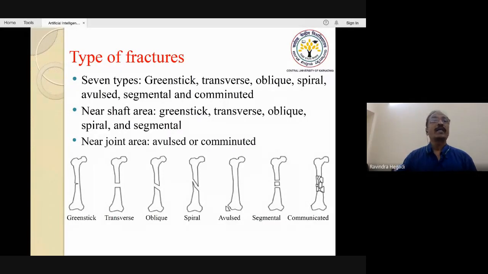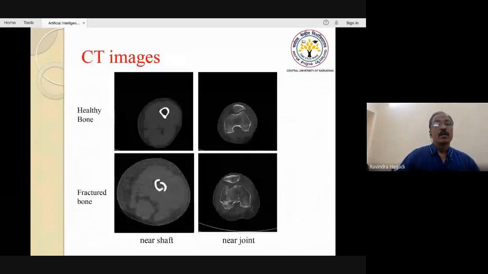Okay, so again here we can find 2 classifications. Near the shaft area, in the middle part, there are these six: green stick, transverse, oblique, spiral, and segmental. These are all near the shaft part, even communicated also. But if it is near the joint part, that is the end part, they say avulsed, and communicated may also happen in the joint part.